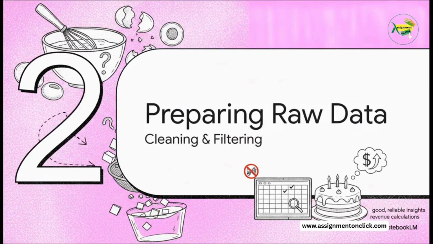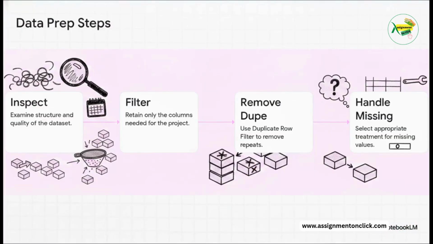Section 2. Preparing the raw data. Think of this phase kind of like baking. You literally cannot bake a delicious cake if you drop eggshells in the batter, right? Well, in the exact same way, you absolutely cannot get good insights from dirty data. If your data has missing values, duplicates, or errors, your final revenue calculations are going to be completely off.